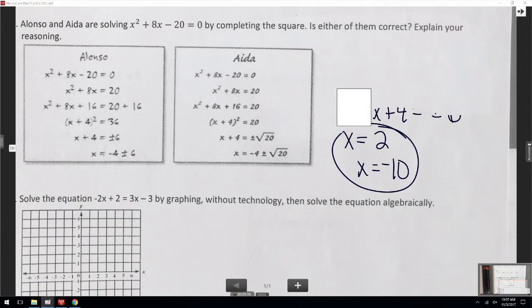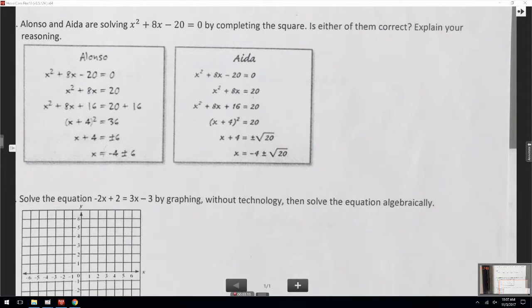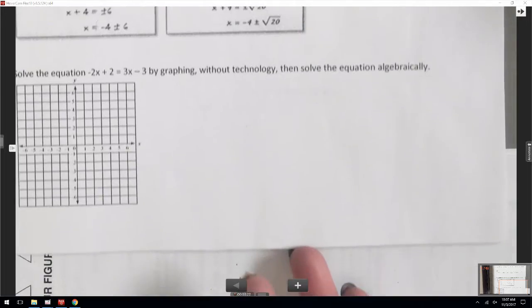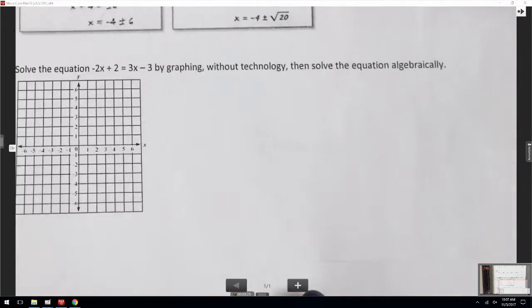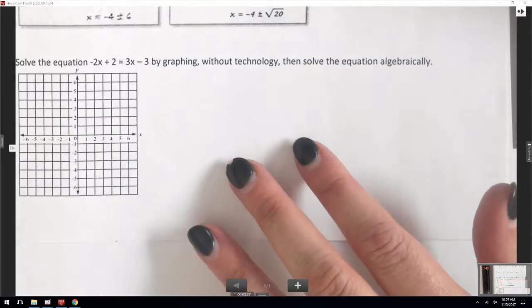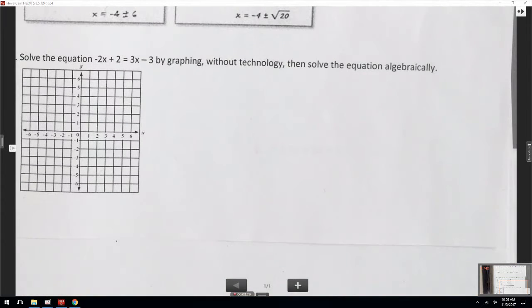What do I need to do first in order to solve by graphing? What do I got to do first, guys, in order to solve by graphing? What do I have to do in order to solve by graphing? Combine like terms. What would I do? Add the 2x. Yep. So add the 2x and I would get 5x.